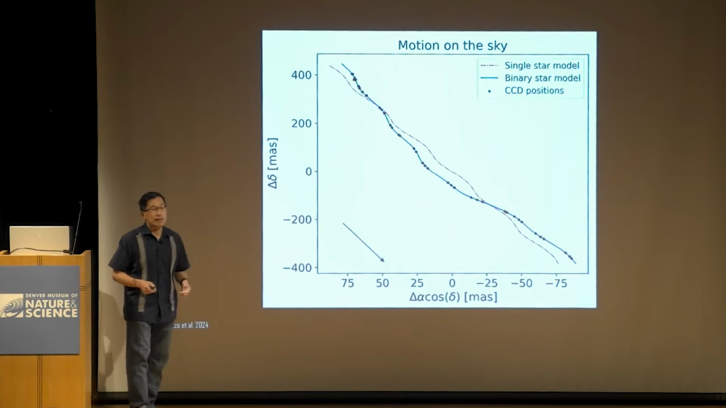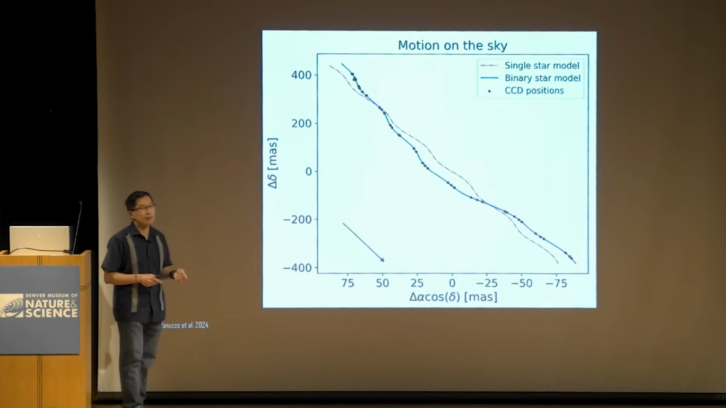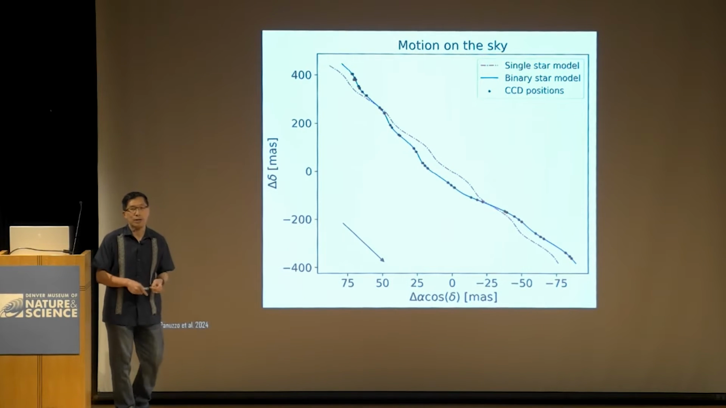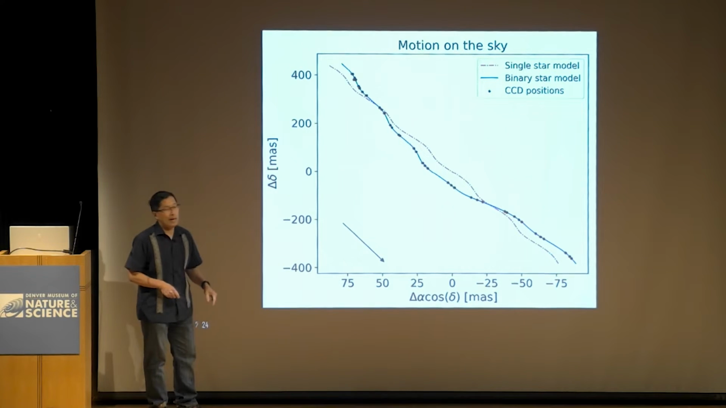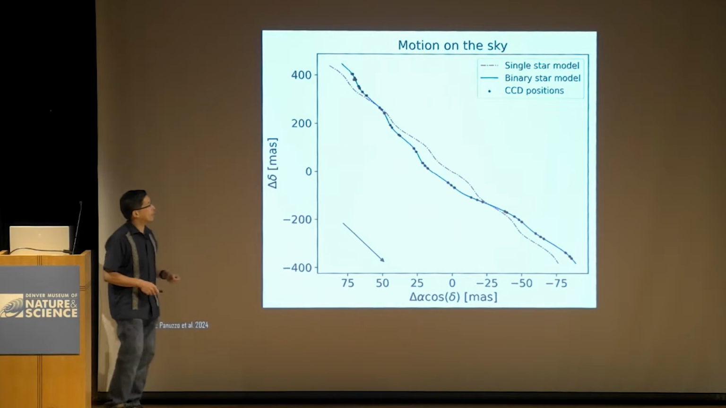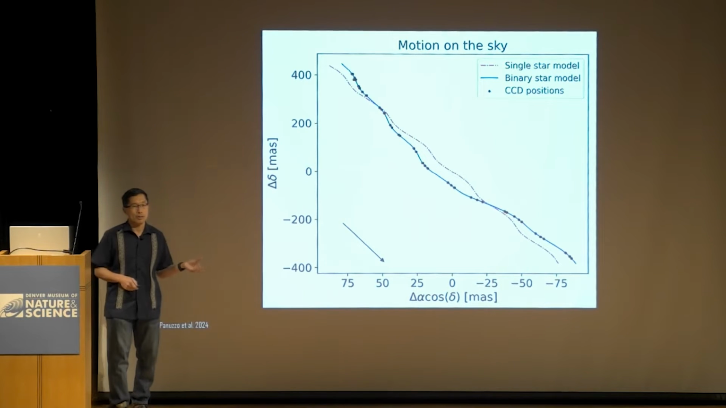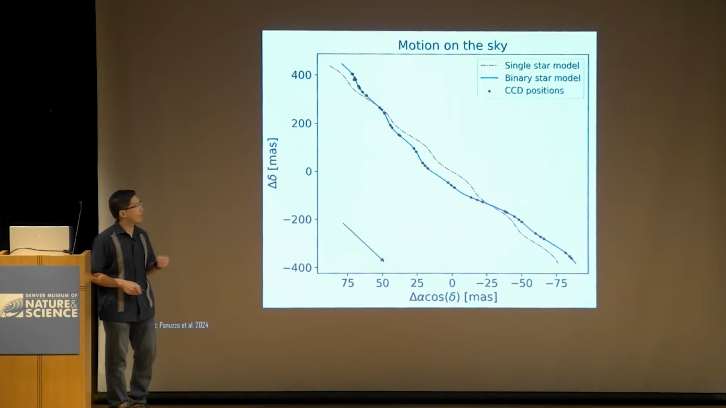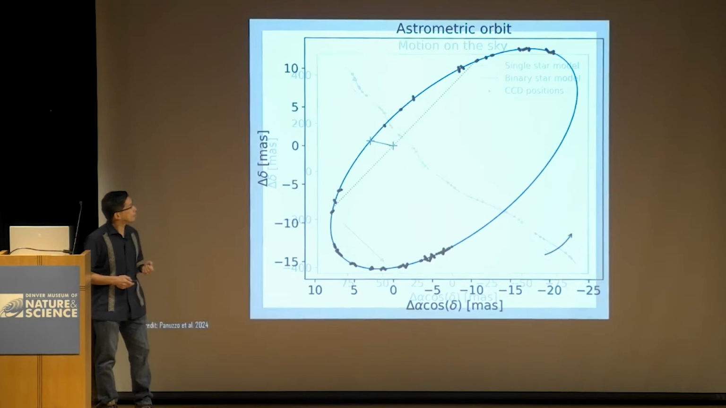But if instead of just having a single star, they put in a binary star model so that there are actually 2 objects in orbit around each other, you can actually come up with a model that will fit all the dots. So that tells you that this is probably a binary object. There are 2 objects in orbit, even though we only see 1 object.